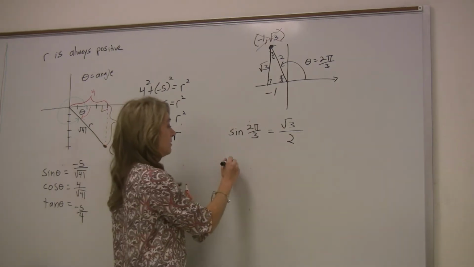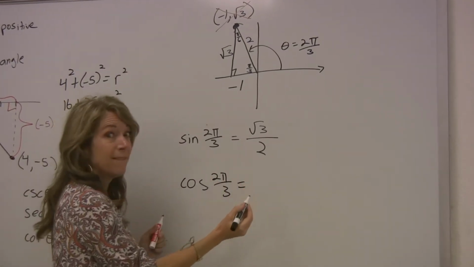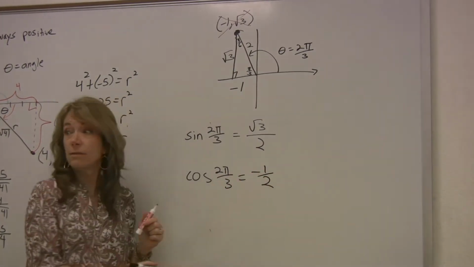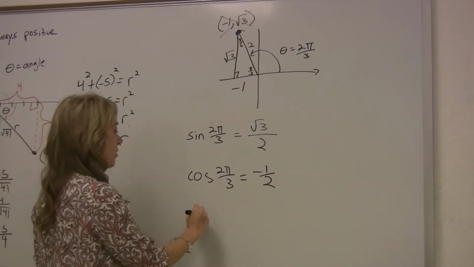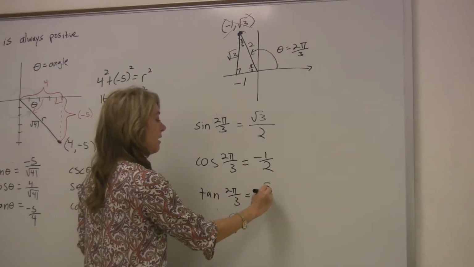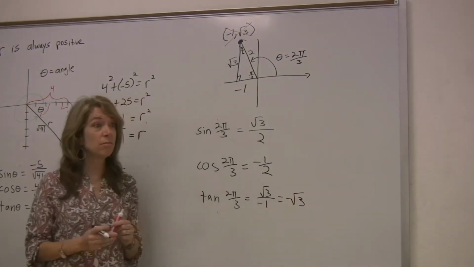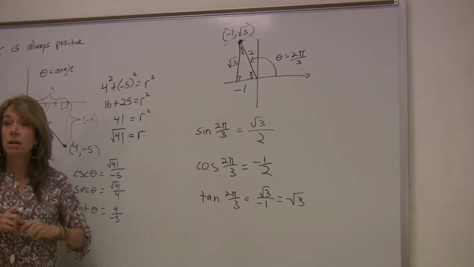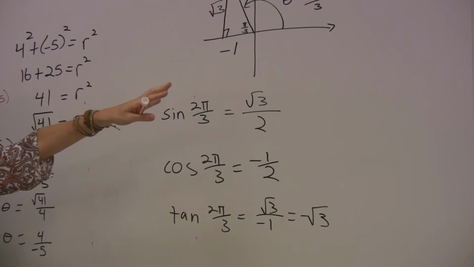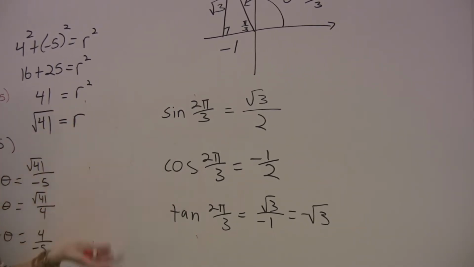So there's the sine. The cosine then will be -1/2. The x over the r. The tangent will be square root of 3 over -1, which would probably get simplified to negative square root of 3. So my whole point is, find where the angle is, recognize which triangle you have, label your sides, and then you can answer any question you want. What's the sine, what's the cosine, what's the tangent?